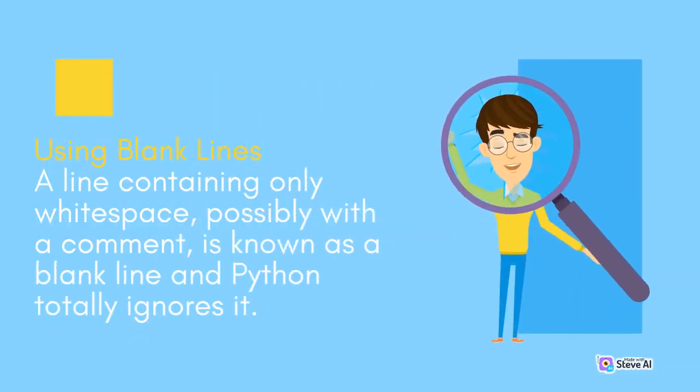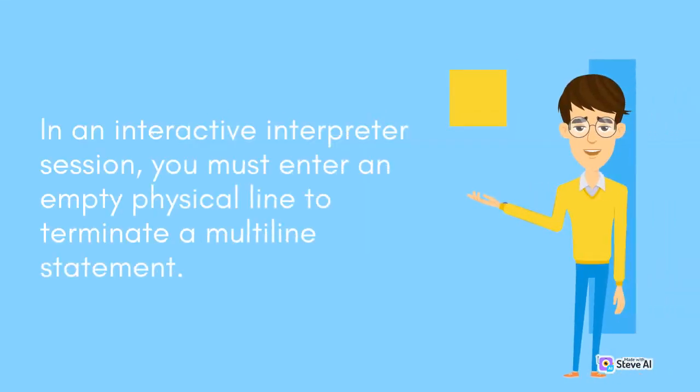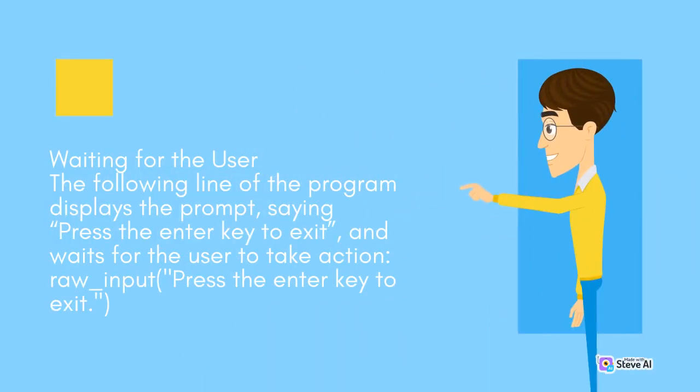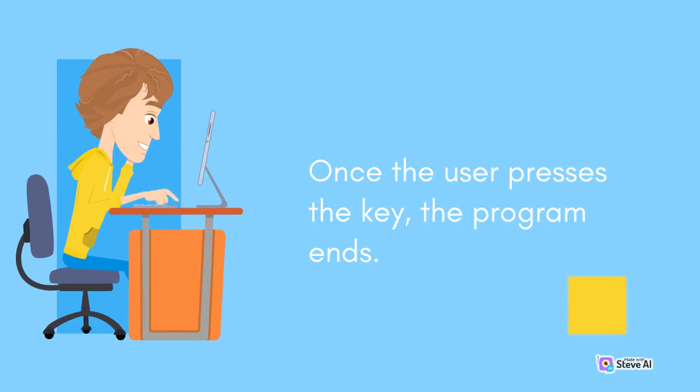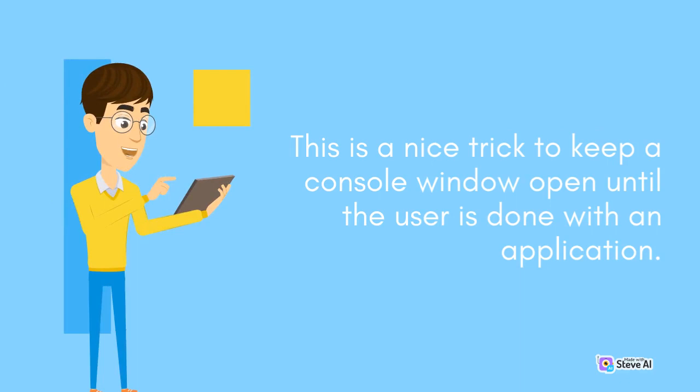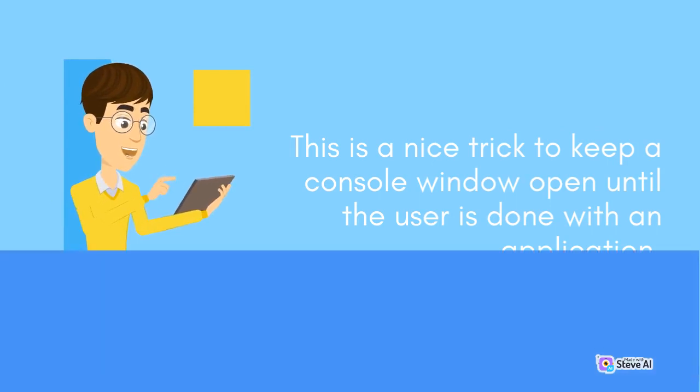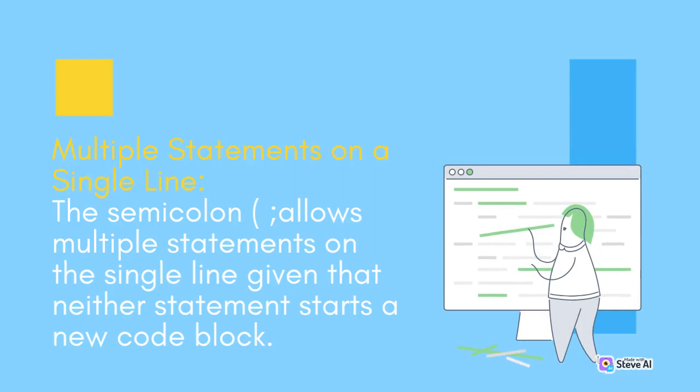# This is a comment. Using blank lines: a line containing only white space, possibly with a comment, is known as a blank line and Python totally ignores it. In an interactive interpreter session, you must enter an empty physical line to terminate a multi-line statement. Waiting for the user: the following line of the program displays the prompt, saying "Press the Enter key to exit", and waits for the user to take action. raw_input("Press the Enter key to exit.") Once the user presses the key, the program ends. This is a nice trick to keep a console window open until the user is done with an application.